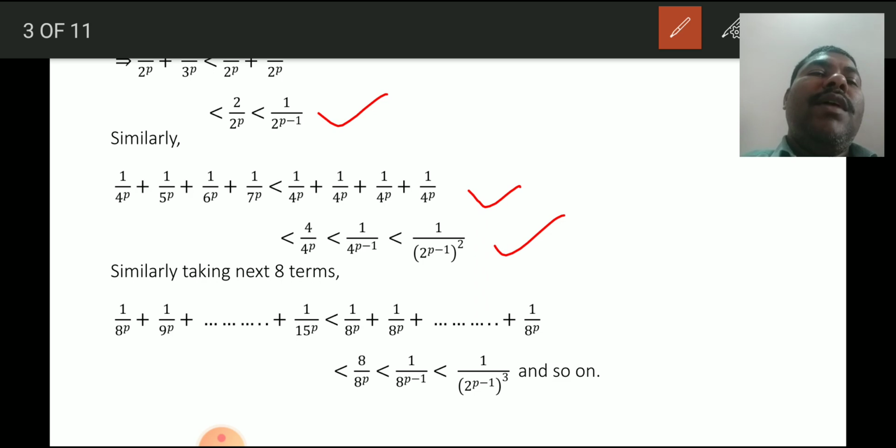Similarly, we have to take 8 terms. So we get less than 8 by 8 raised to p, that is less than 1 by 2 raised to p minus 1 whole cube.